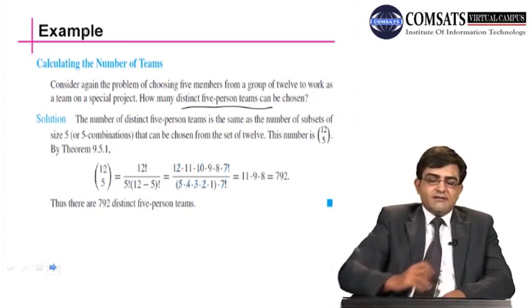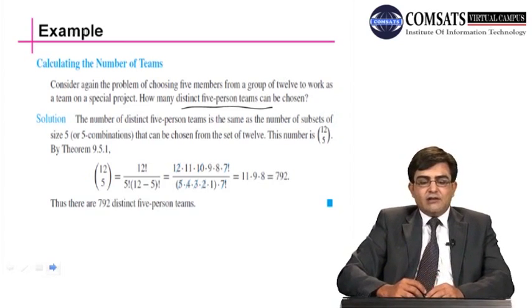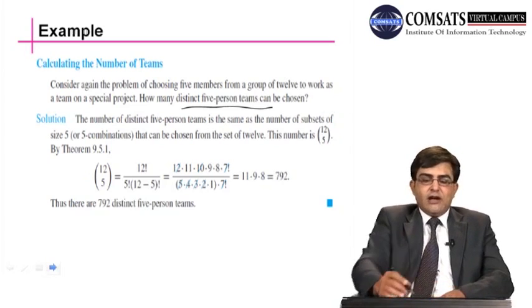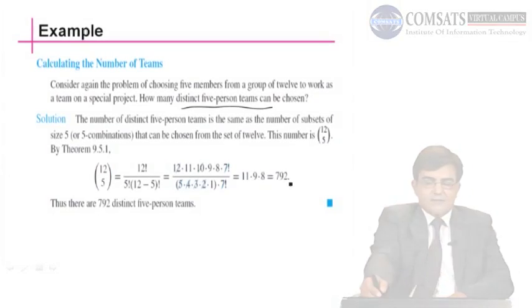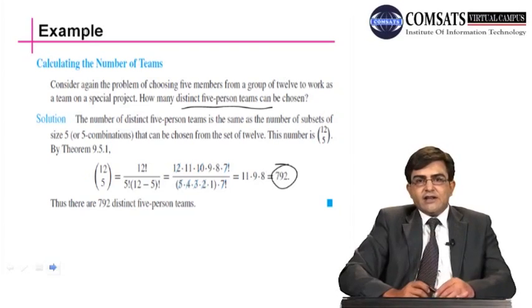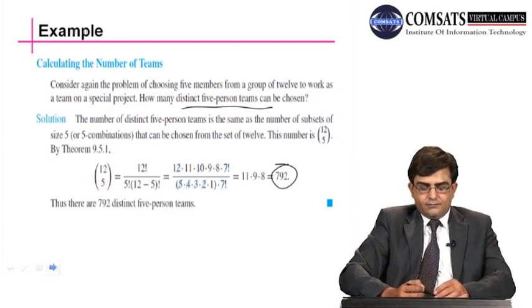So 12 choose 5 is basically 12 factorial over 5 factorial times (12 minus 5) factorial, and we have to simplify this, and we can calculate that 792 are the possible distinct 5-person teams.